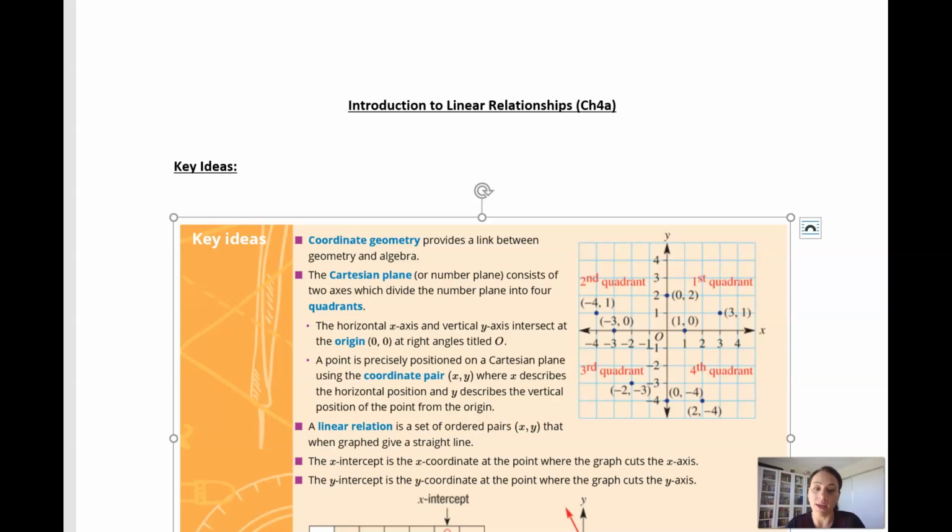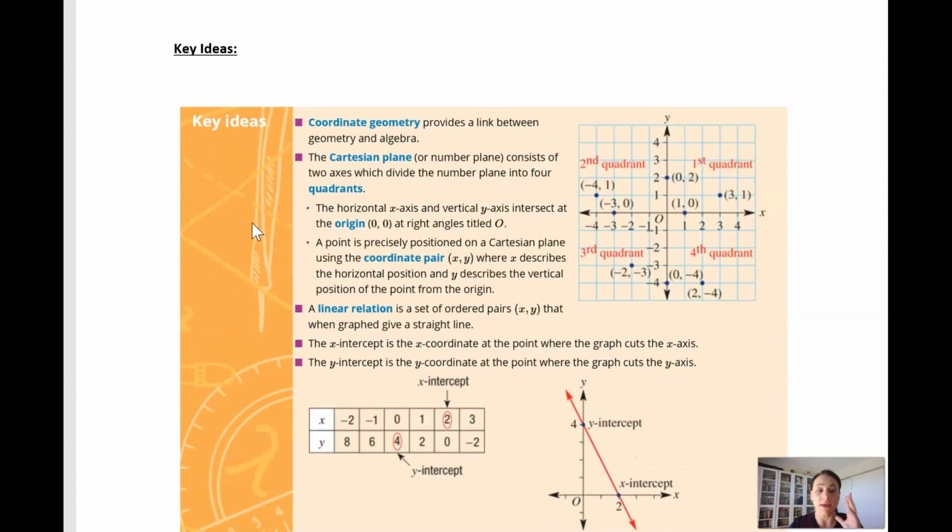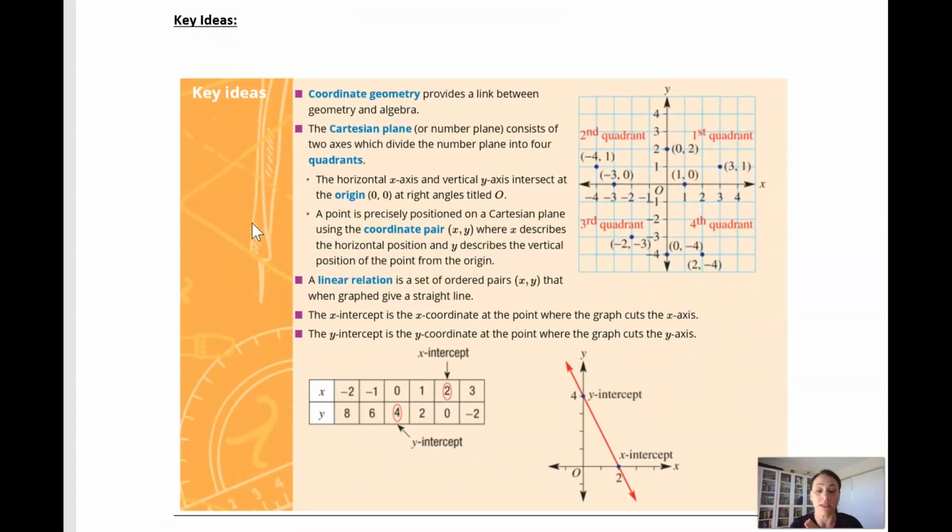This week in maths, we are going to be talking about linear relationships. So our lesson today is going to focus on introducing you to the key concepts and going back over and consolidating some of those skills you did last year in year 8 around these ideas. So let's get started. Your big key ideas and some vocab for today.